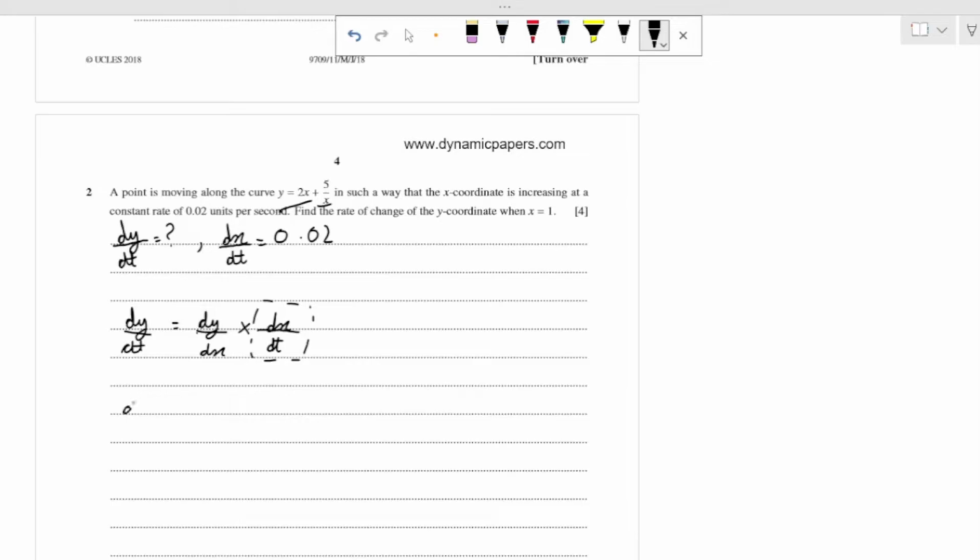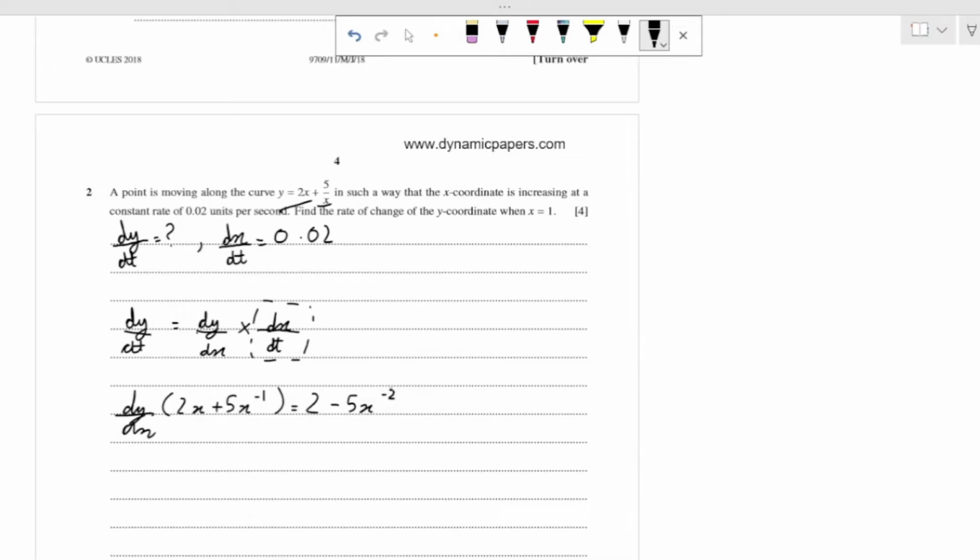So let's start by finding dy over dx. Let's bring the equation into a more suitable form for differentiating: 2x plus 5x inverse. So we have everything in numerator form, and then we start to differentiate it. We're left behind with 2 and minus 5x raised to the power minus 2.